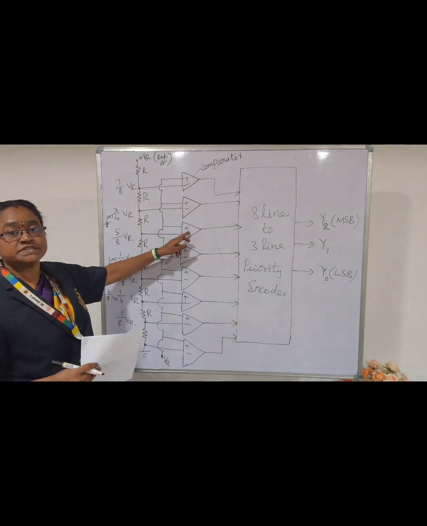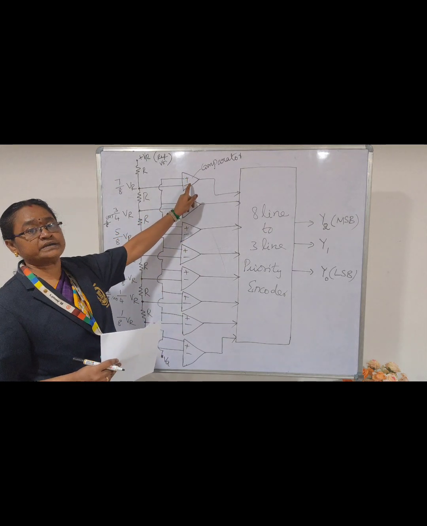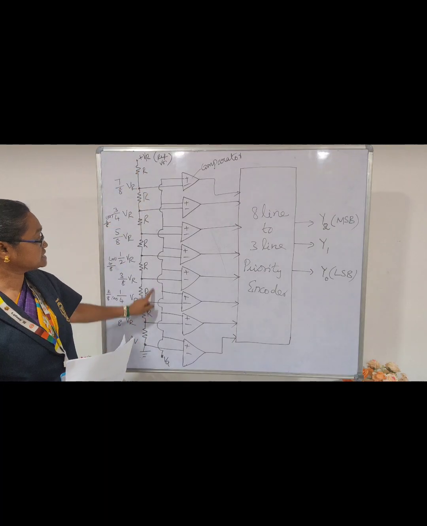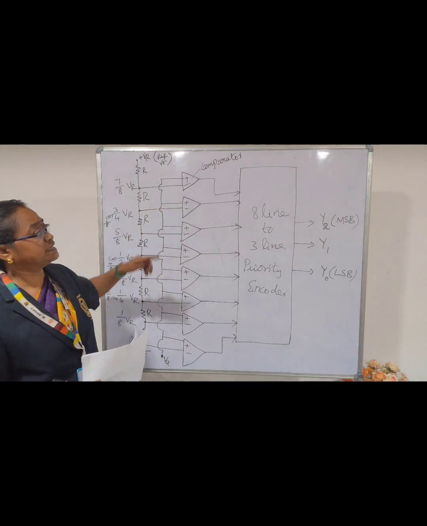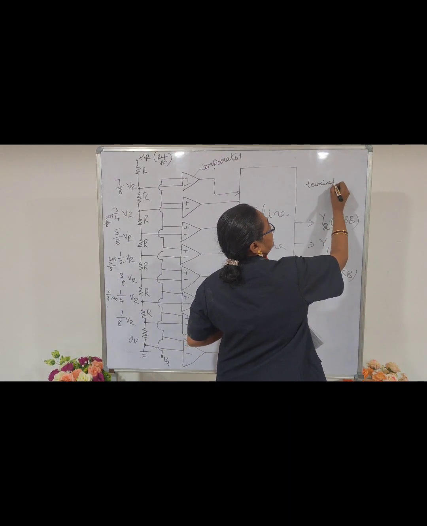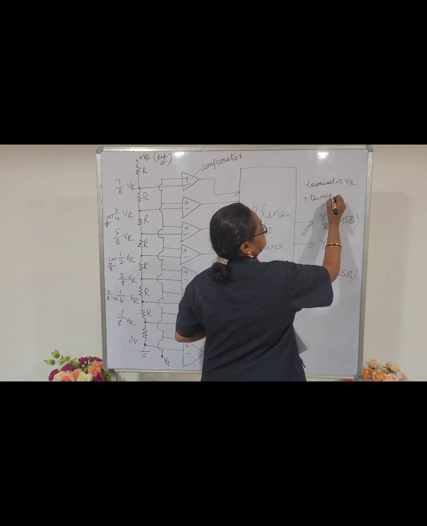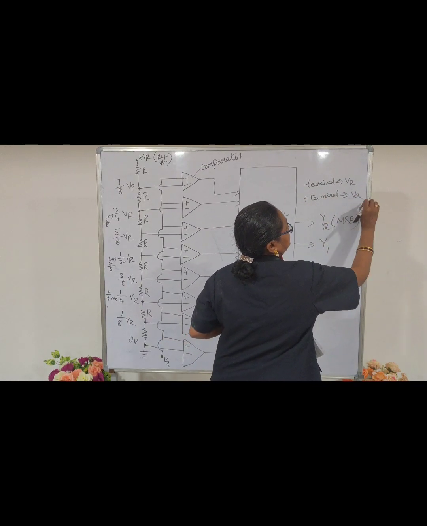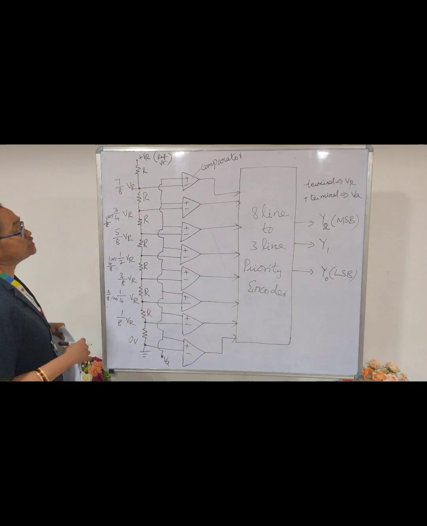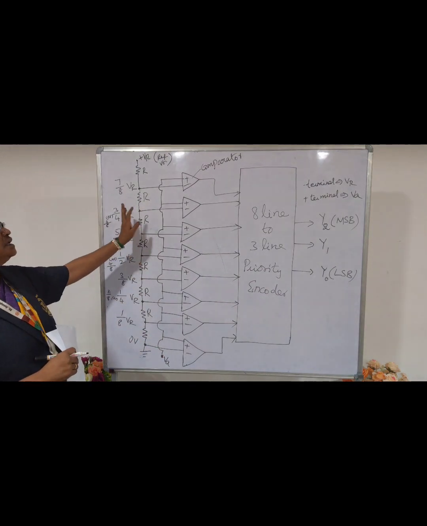This is nothing but an operational amplifier. The operational amplifier used here acts as a comparator. It compares a reference voltage with the analog voltage. This is our reference voltage. Reference voltage is applied at the negative terminal. In the positive terminal, apply the analog voltage. So this is our analog input. A to D converters convert analog input directly into digital output.